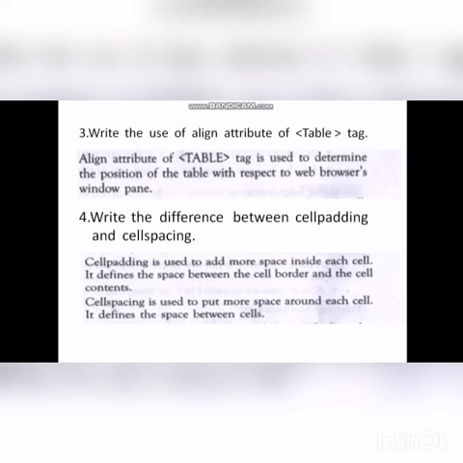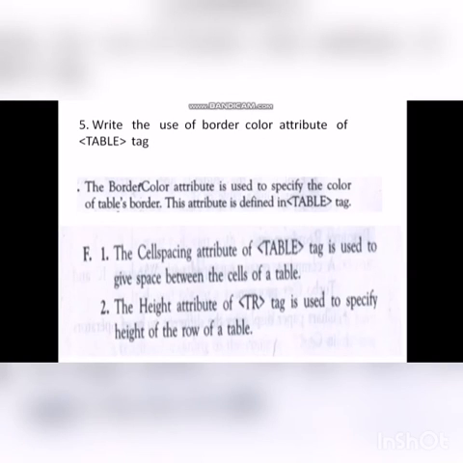Okay. Now we see the fifth question. Write the use of the bordercolor attribute of the table tag. The answer: the bordercolor attribute is used to specify the color of the table's border. This attribute is defined in the table tag. Okay. Now, application based question.